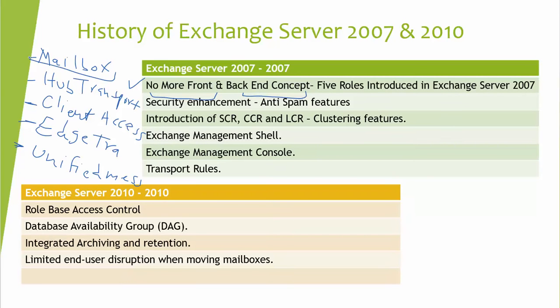So Exchange Server 2007 had 5 different roles. The mailbox role, all your mailboxes, all your databases, all your storage logs were just stored in your mailbox role server. So this mailbox role server was responsible for storing all your databases and your mailboxes, like all your emails that you create on Exchange Server. All of them were just stored in your mailbox server role.